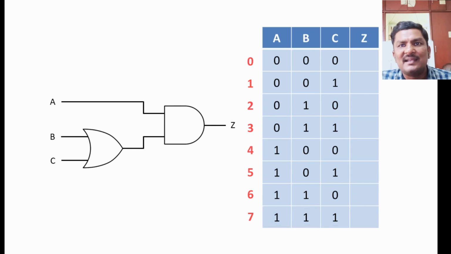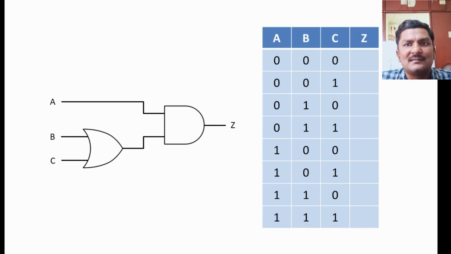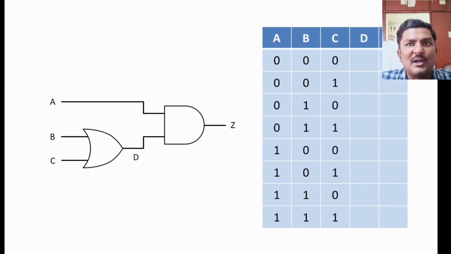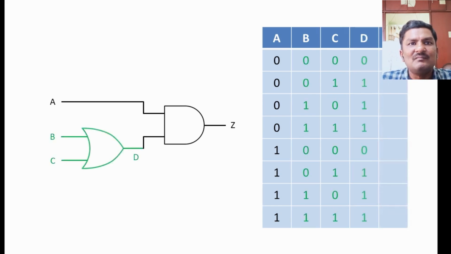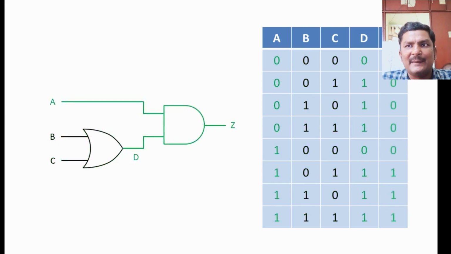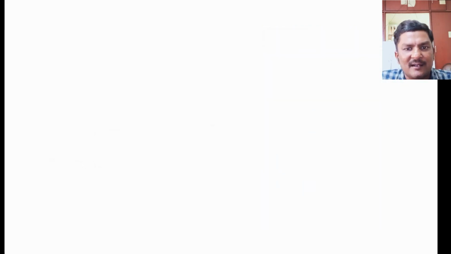So here 8 possibilities are there for A, B and C. D is the output of OR gate. So the output of OR gate can be written in the tabular form as D. So A and D are inputs of AND gate.